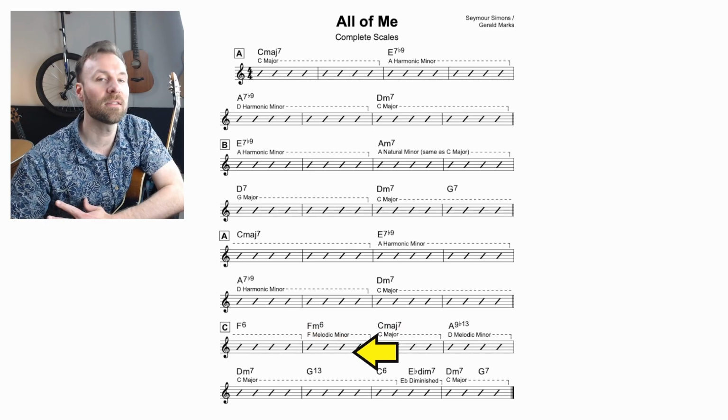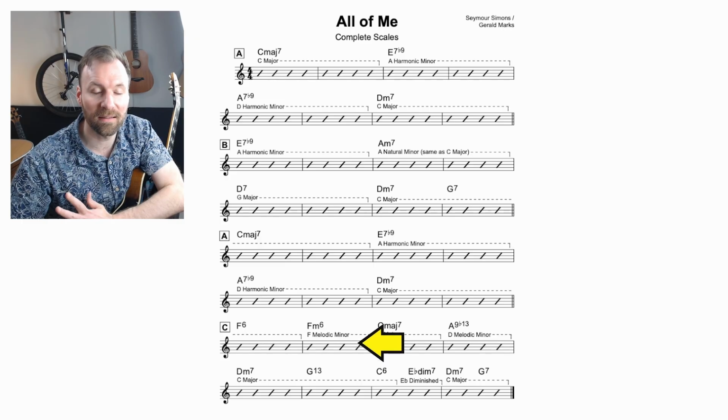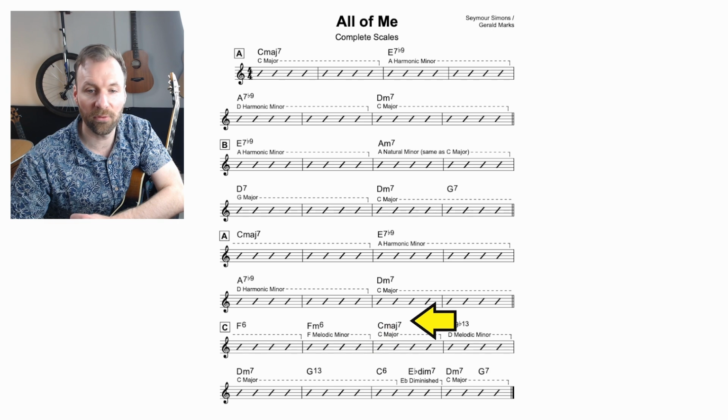F minor 6, this is my favorite harmonic spot in this. This is a beautiful chord movement to go 4 chord, minor 4, and then back to the major. The scale here is F melodic minor. That's what this comes from. And then back to C major for the C major chord.